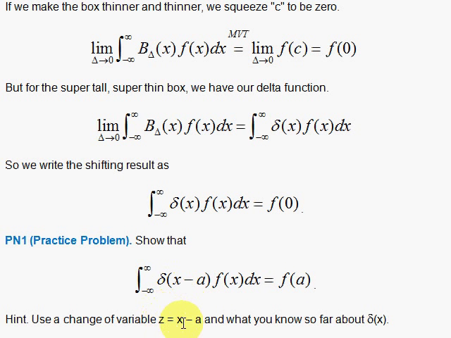You can show this by letting z equals x minus a. Do your change of variables here, and then write this situation here with z's. So you have delta z, f of z, dz is f of 0, and then use that with the change of variables, and you can get this nice result.